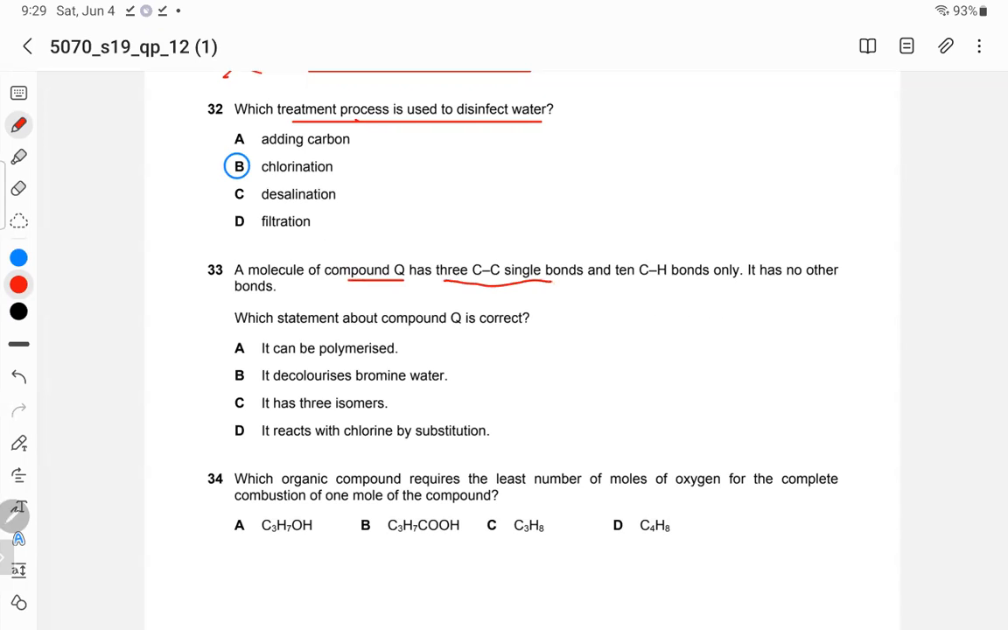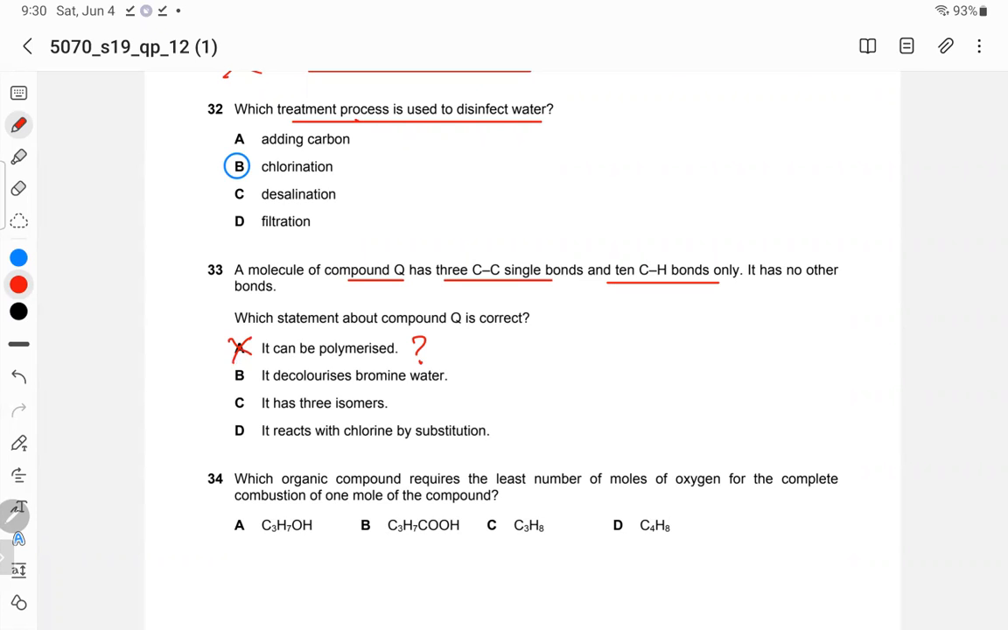It has 3 carbon-carbon single bonds and 10 carbon-hydrogen bonds only. It has no other bond. Which statement about compound Q is correct? It can be polymerized. If there is a single bond, then it means it cannot polymerize. So A is wrong. Is this understandable?